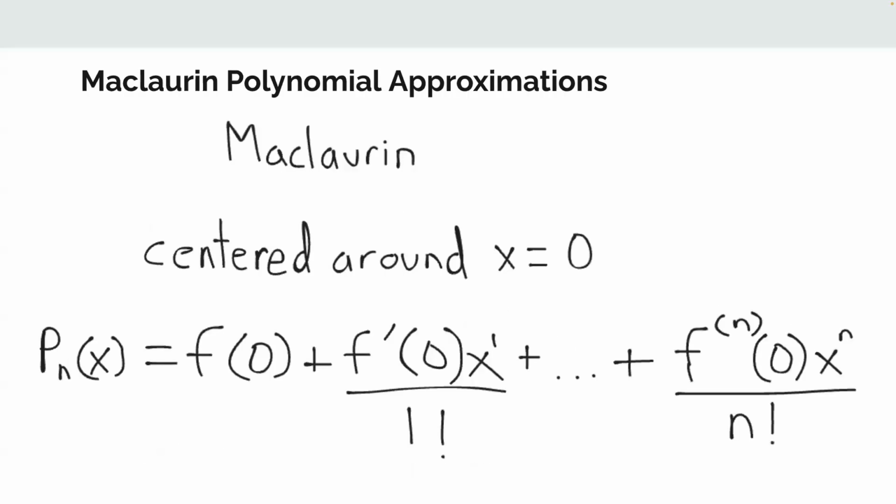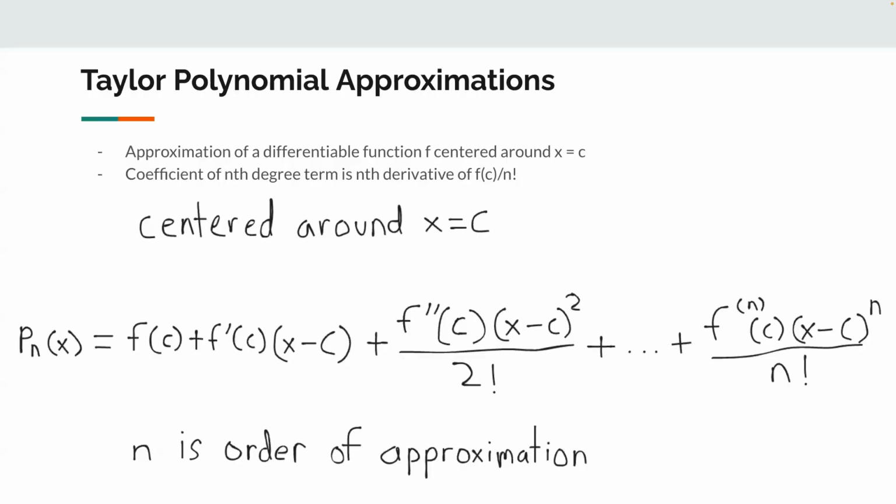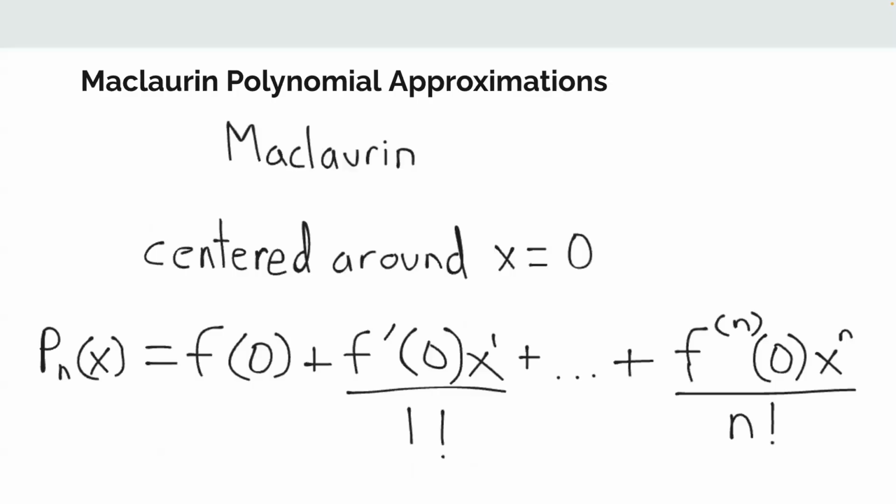Okay, Maclaurin polynomial approximation. These are just Taylor series, but approximated around x equals 0. It's the same formula, just replace all the c's with 0. So yeah, you just get this formula.